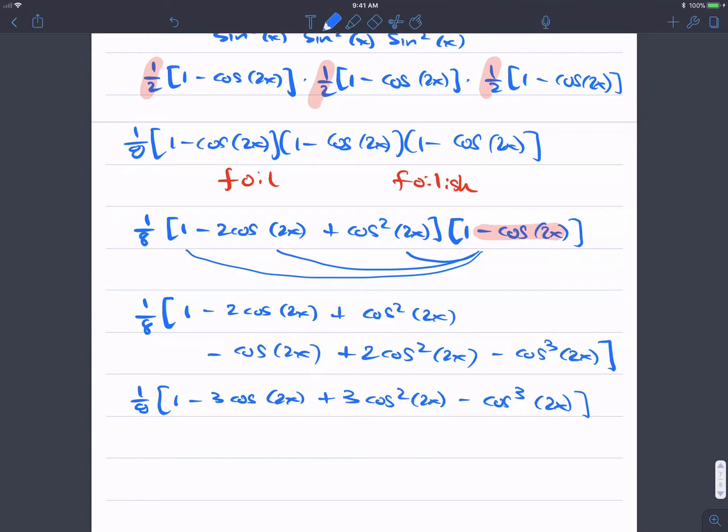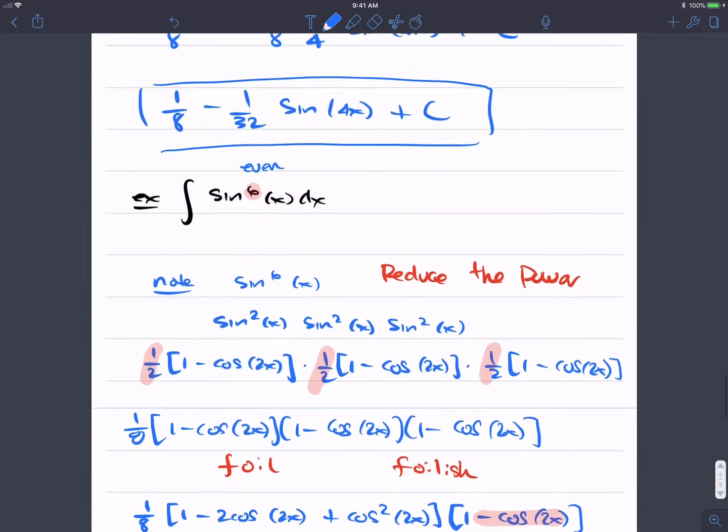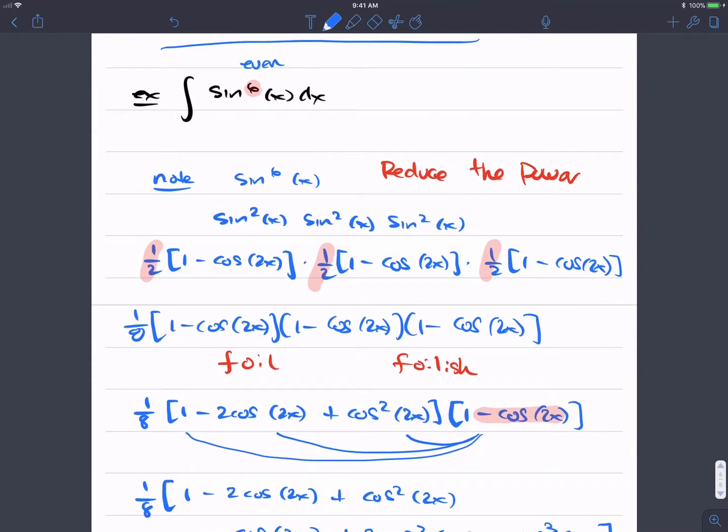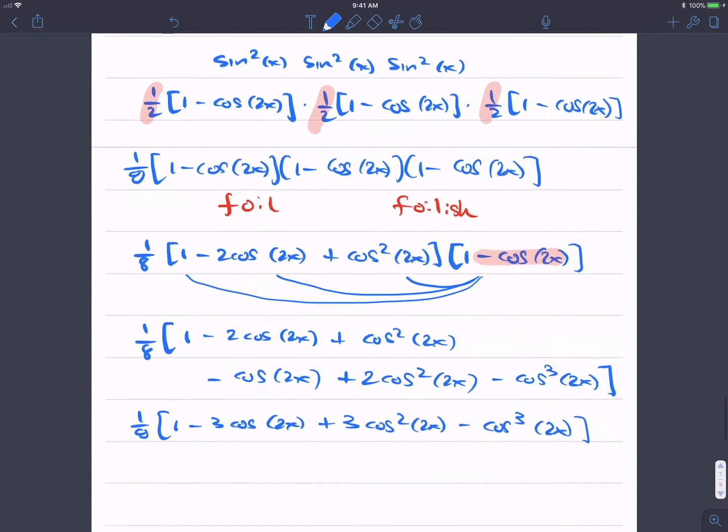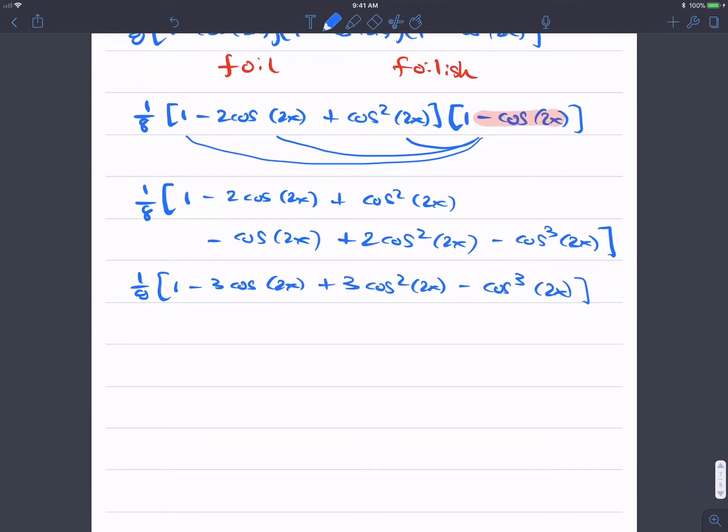And as you guys can see, going from power 6 now, we have this even power. Reducing these powers from power 6 now, we're down to power 1, down to a power 2, and a power 3. So we're going to have to reduce not the power 1, we're going to have to reduce cosine squared, and see what we do with cosine cube here. So we have more work to do. This is more algebra.